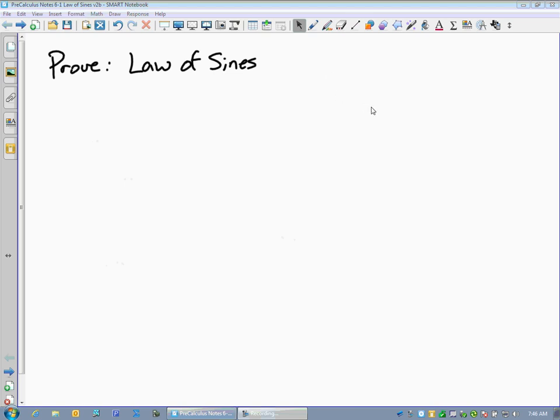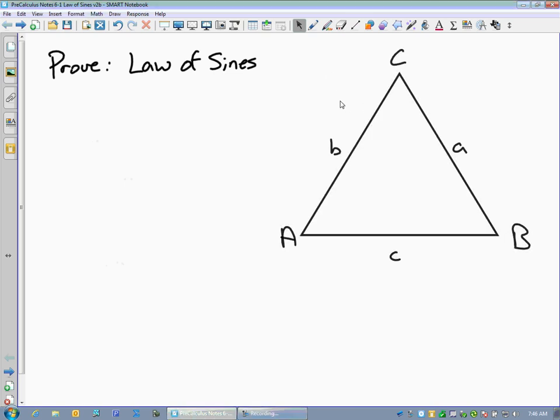We're going to start with a given triangle ABC, so that triangle is going to have sides A, B, C as well. We're first going to draw a perpendicular. We're going to drop a perpendicular from angle C to its opposite side, and we're going to call that H, the height of the triangle.